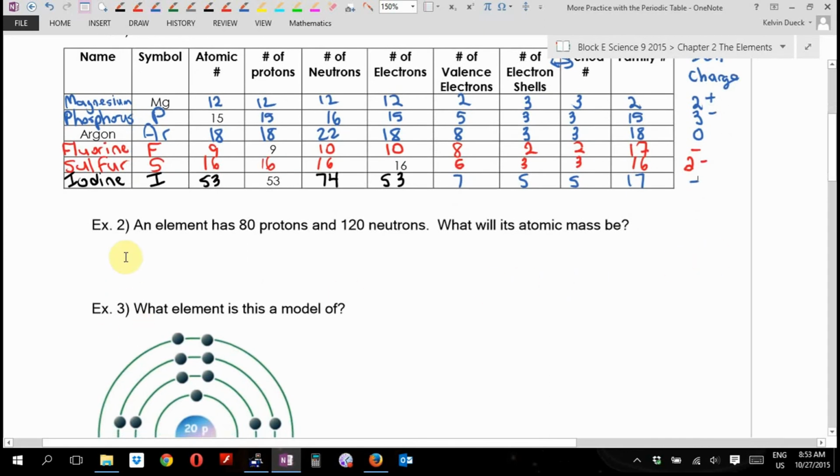Hey, what else could I ask you? Suppose an element has 80 protons and 120 neutrons. What will its mass be? 200. What element is this, by the way? Mercury. Hey, wait a minute. What is the mass of Mercury? 201? And I said 200? You know what? Sometimes it's missing a neutron. It's called an isotope. So that's why I made this one up.